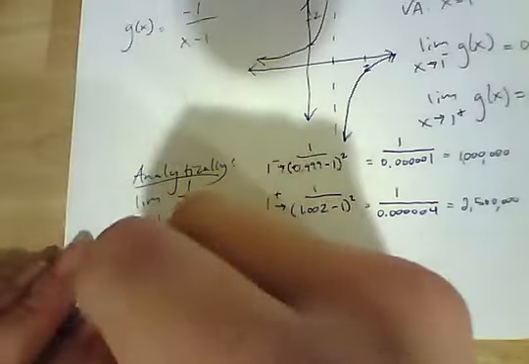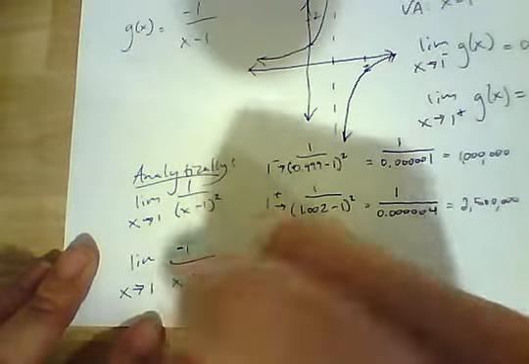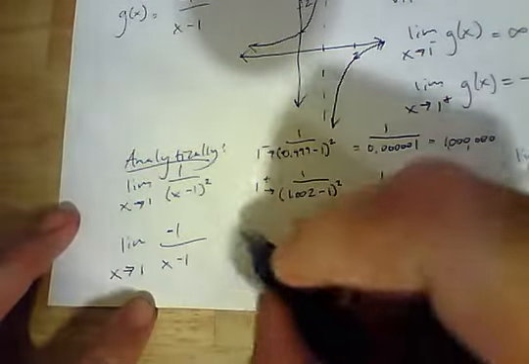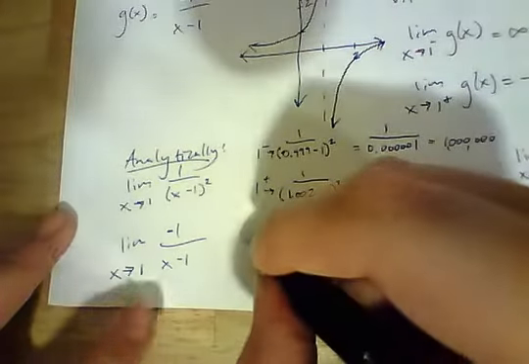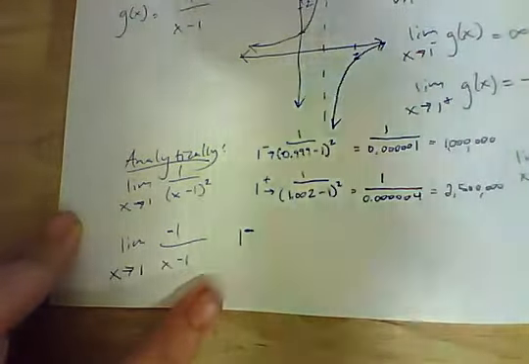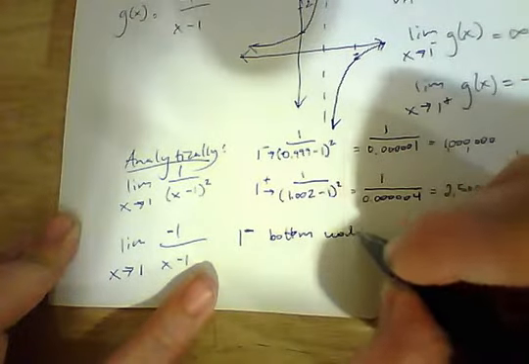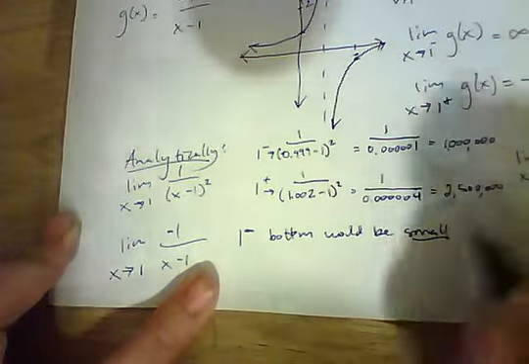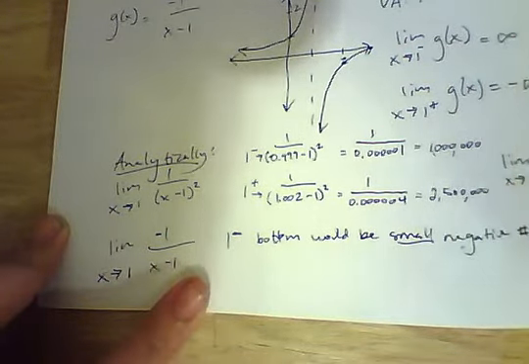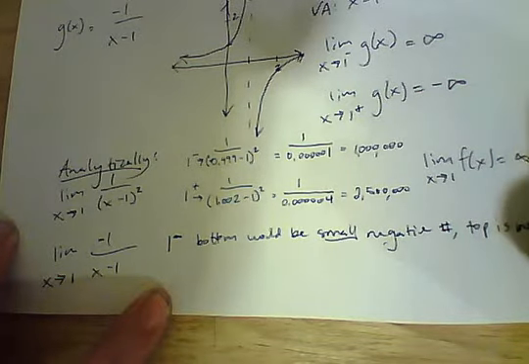For g of x, let's start to just visualize that, right? The limit as x approaches 1 from -1 over x minus 1. Let's just talk about this for a second. If I were to approach 1 from the left for g of x, here's what would happen. I'm just going to write it out. The bottom, our denominator, would be a small, and I'm going to underline small, negative number. But hey, so would the top. The top's also negative. I'm going to say neg for short.